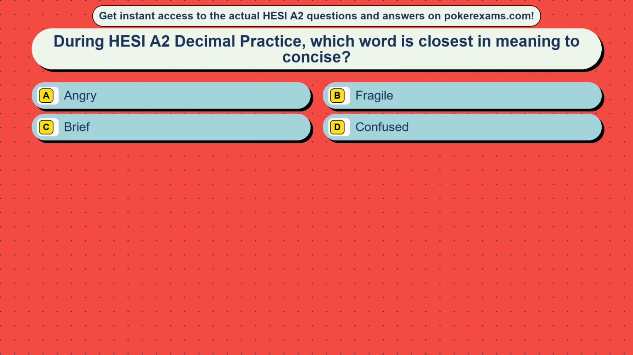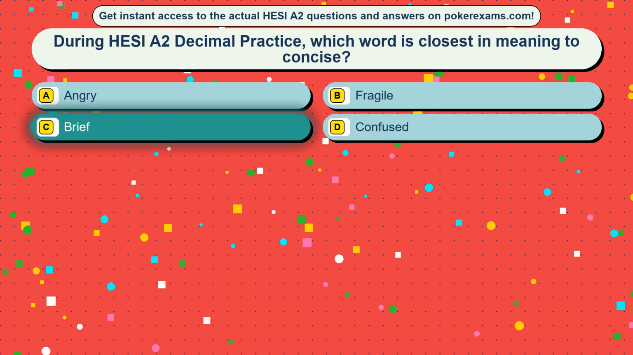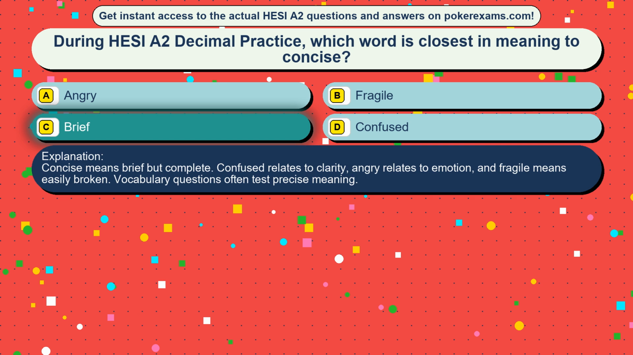Question 31. During HESI A2 decimal practice, which word is closest in meaning to concise? Option A, angry. Option B, fragile. Option C, brief. Option D, confused. The correct answer is option C, brief. Concise means brief but complete. Confused relates to clarity, angry relates to emotion, and fragile means easily broken. Vocabulary questions often test precise meaning.